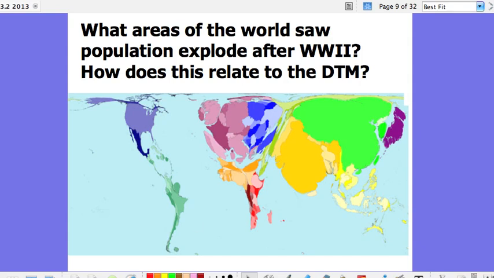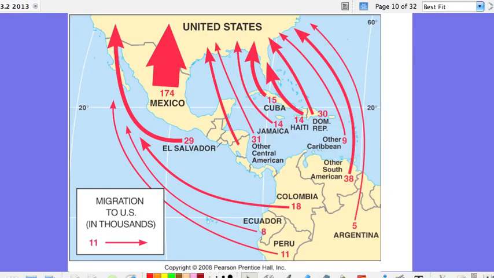So Asia is very largely populated, and a lot of Asians came to the United States during this time after World War II. But we also see a lot of people coming from Latin America, including Mexico, to the United States. Largely Mexicans, which is real close, just over the border. El Salvador, Cuba, Haiti, and so forth. You can see the size of the migration stream represents the number of migrants that moved.